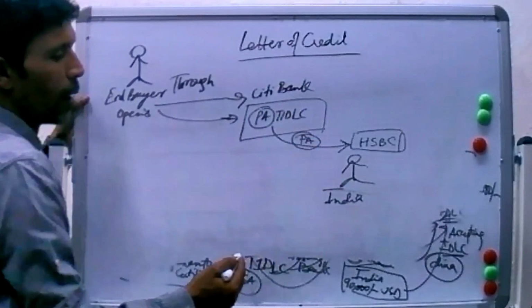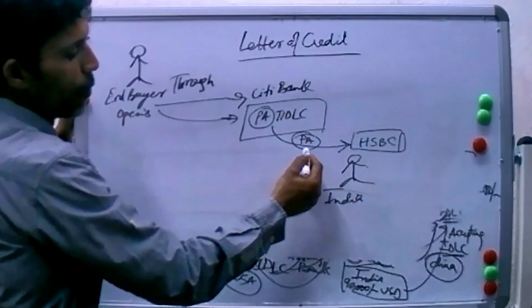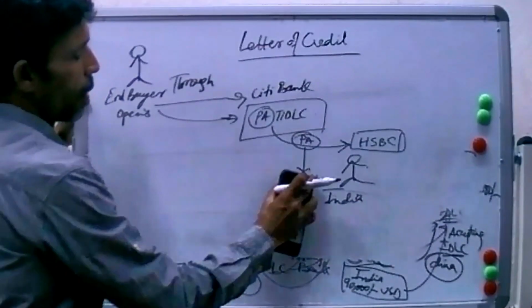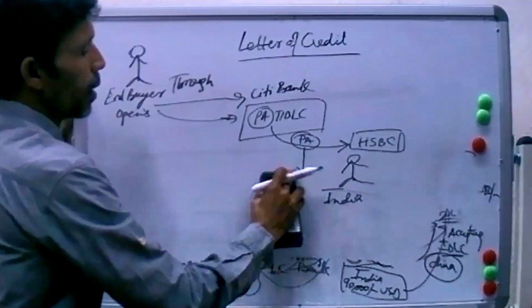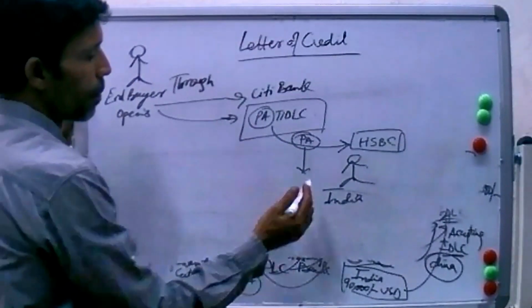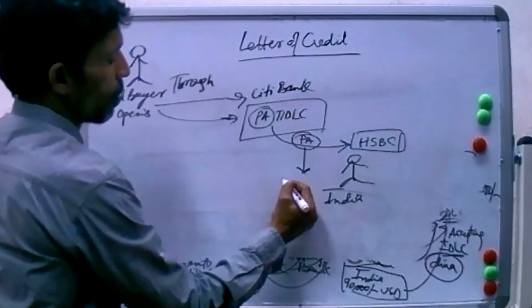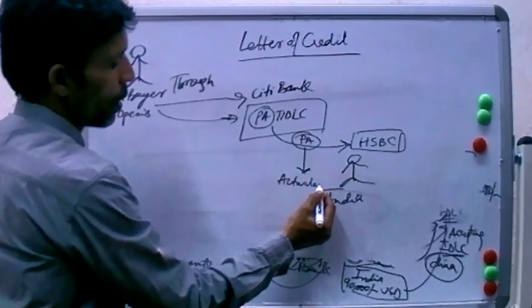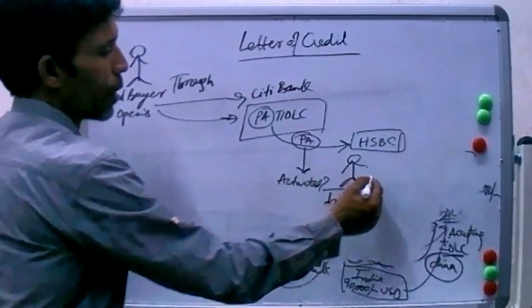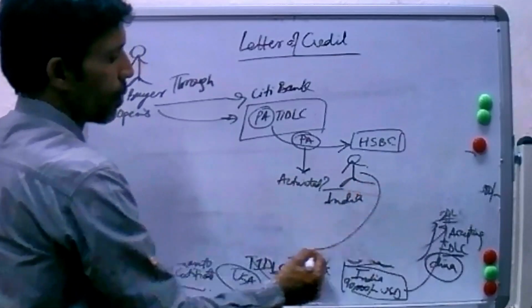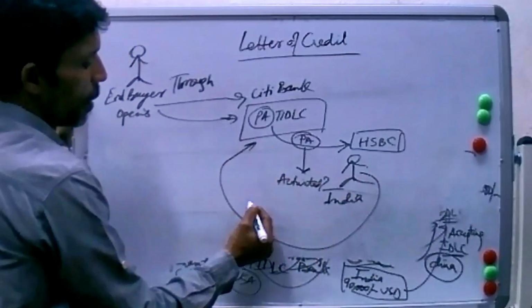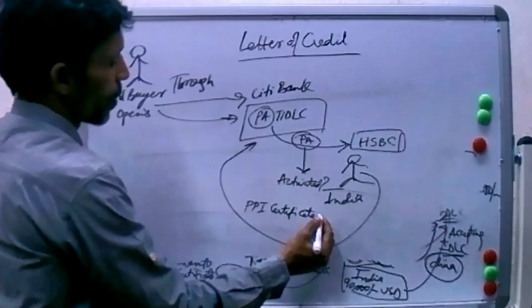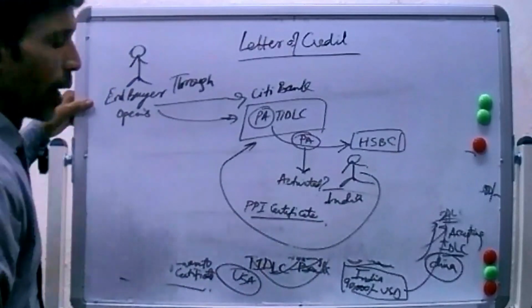It is still in pre-advised status. That means it is activated based on a condition. This pre-advised credit inside the PA is activated once you provide the PPI certificate. PPI certificate, as I told, is the policy proof of interest certificate.